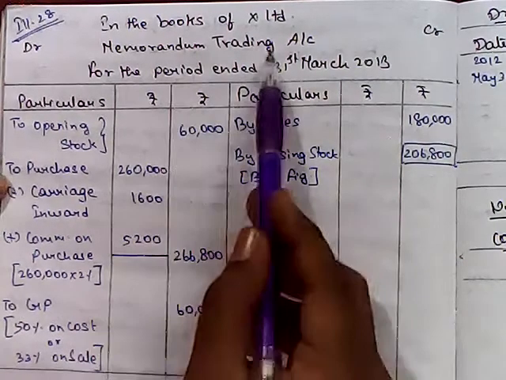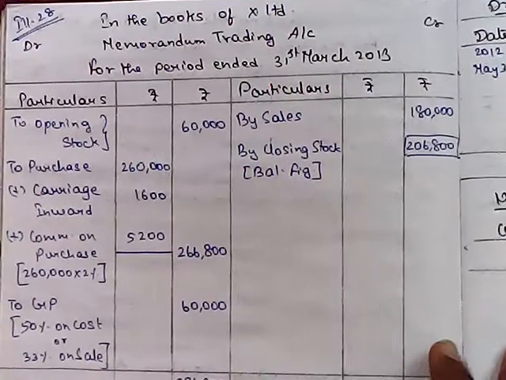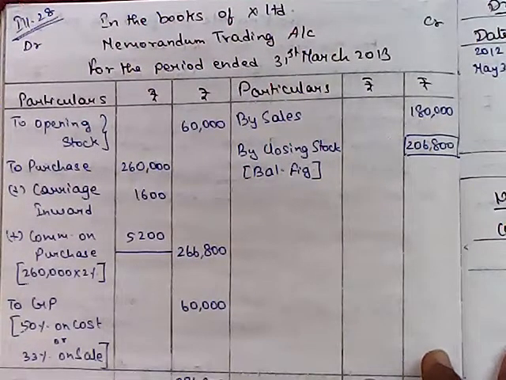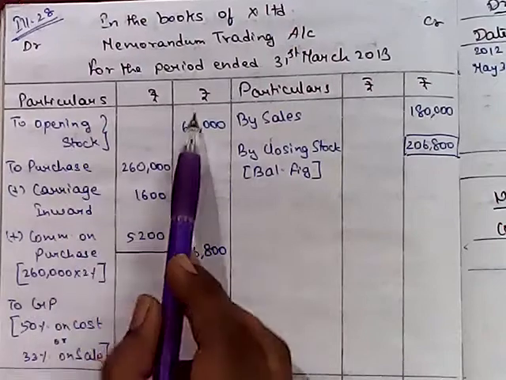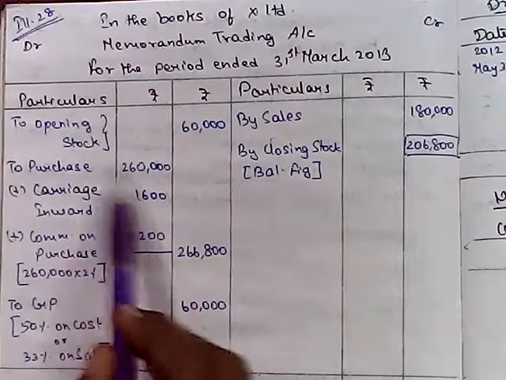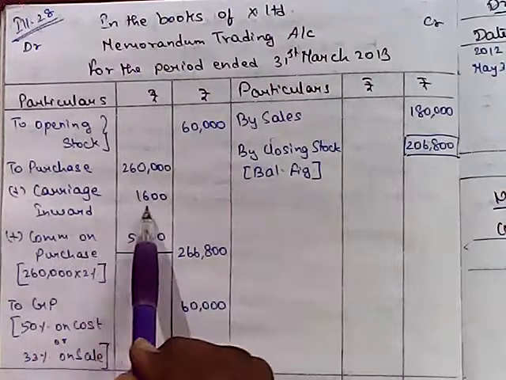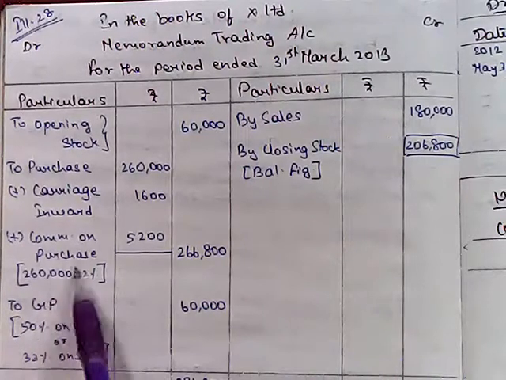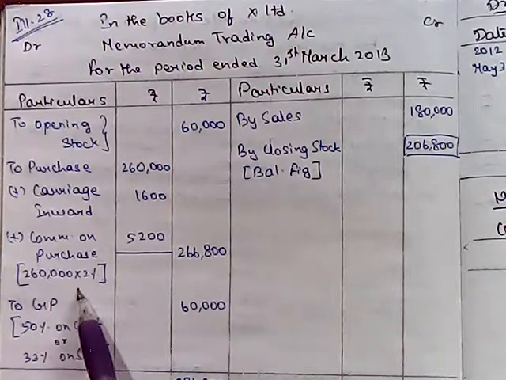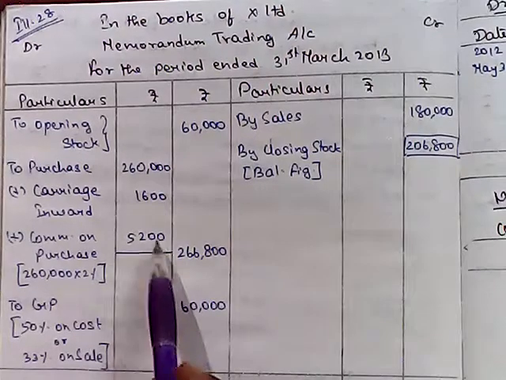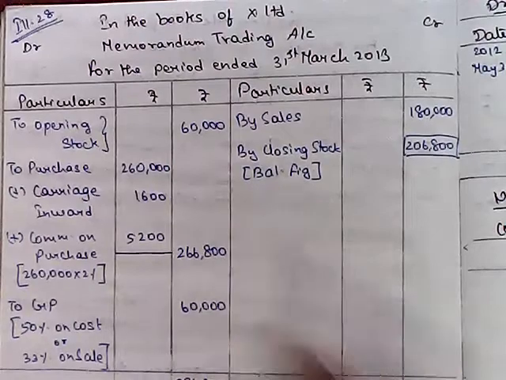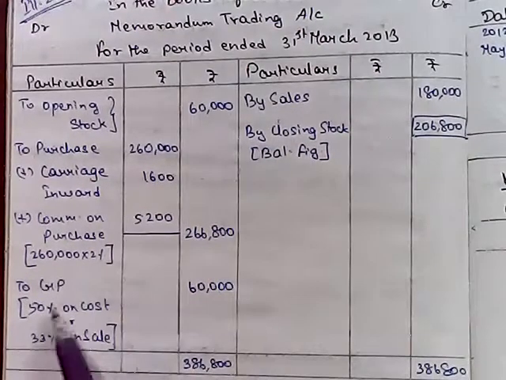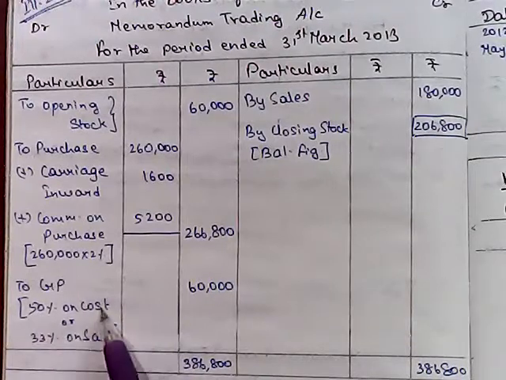Now we are going to calculate the memorandum trading account. A trading account is not required because the gross profit percentage is given in the question. So in the memorandum trading account, on the debit side we have to opening stock which is 60,000 given, to purchases 2,60,000 plus carriage inwards 1,600 plus commission on purchase, that is 2,60,000 into 2% commission, which is 5,200. So the total purchase comes to 2,66,800. Then we have gross profit. It is given as 50% on cost.